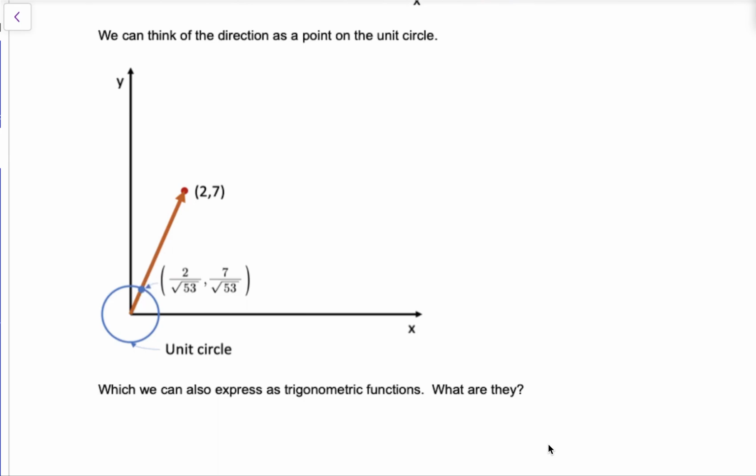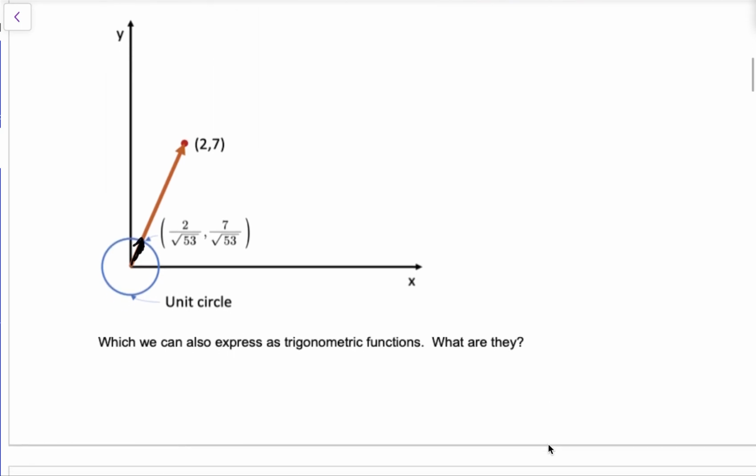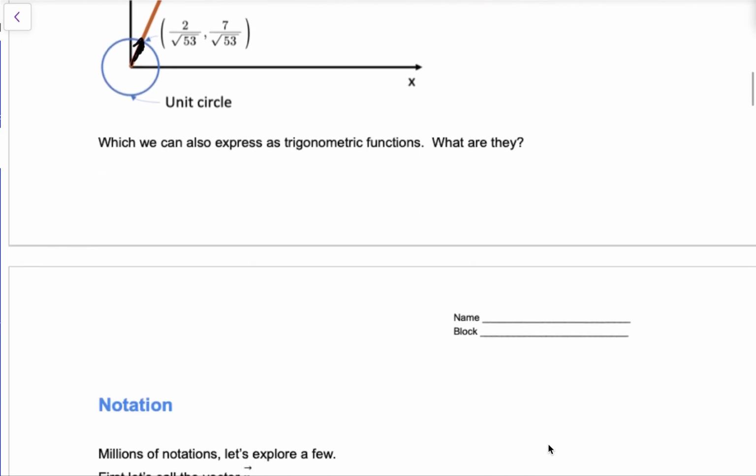So it's going to cross that unit circle at the point that's given there as 2 over the square root of 53 in the x direction and 7 over the square root of 53 in the y direction. So we've got a little vector here that has length 1, and it goes over 2 over the square root of 53 and goes up 7 over the square root of 53. And it has length 1 by definition. So it implies that we can also express that direction as trigonometric functions.